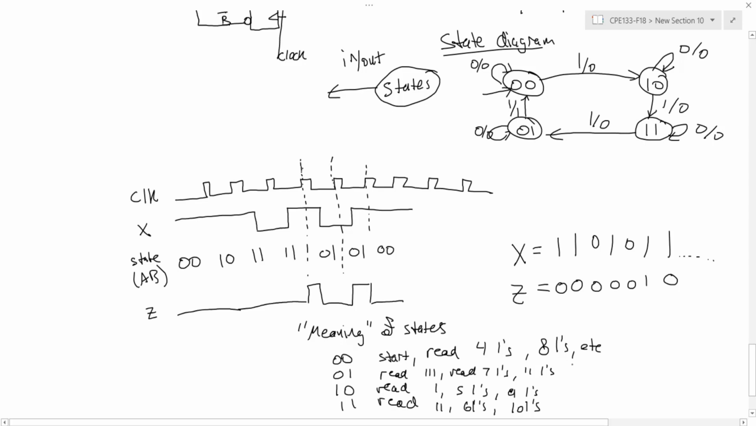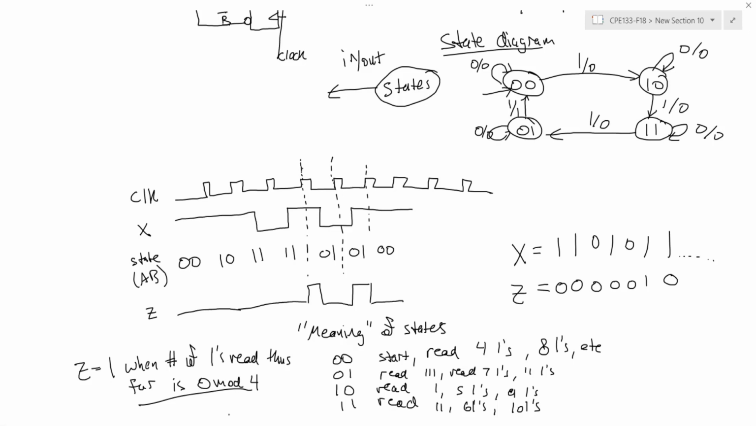And the output Z is only 1 when I'm in state 0, 1, and I'm transitioning to state 0, so I've just completed one loop around all 4 of these states. So Z is really 1 when the number of 1s read thus far is 0 mod 4, or a power of 4. So this would be the meaning that we could infer for this particular sequential circuit.